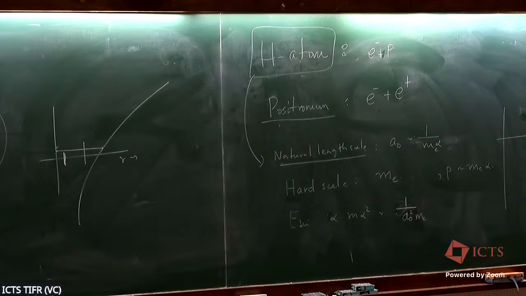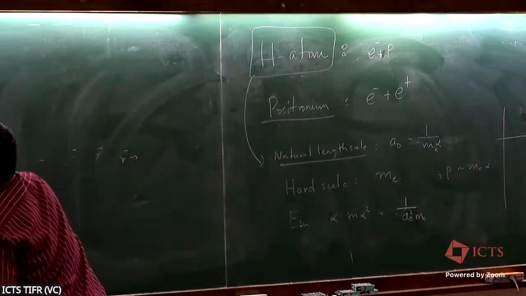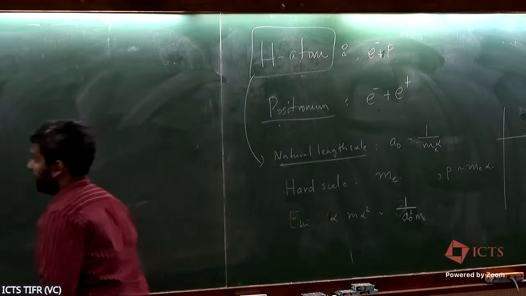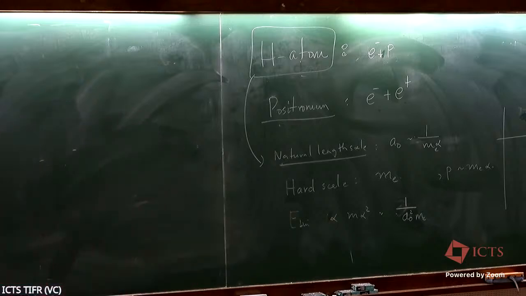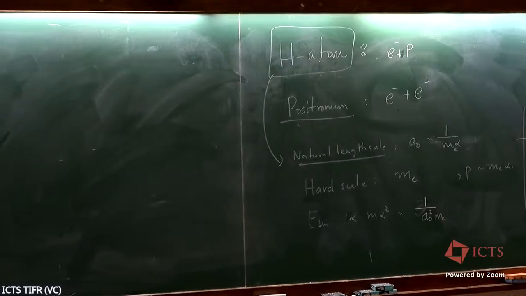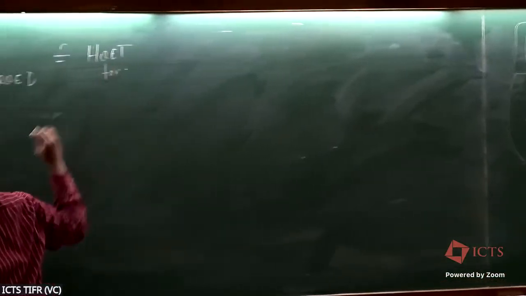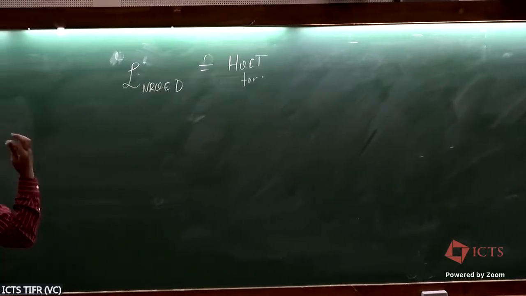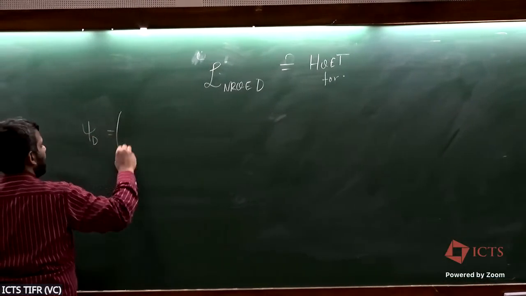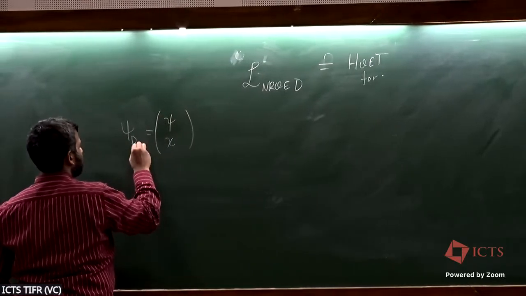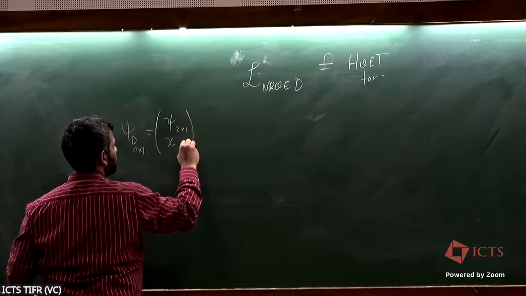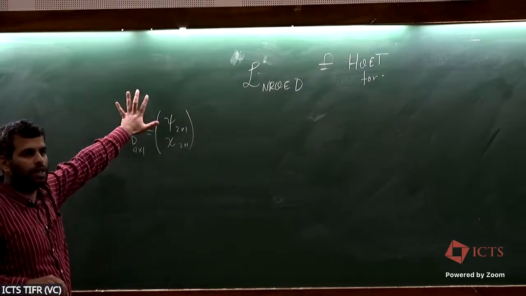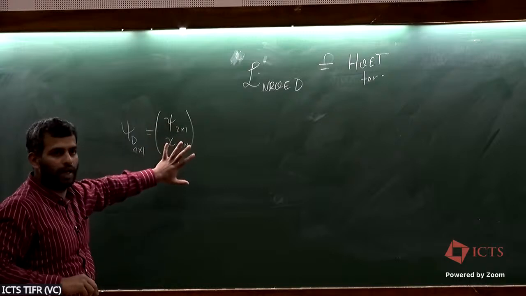The term in this NRQED Lagrangian is HQET. So let me define two component Dirac spinors. Again, you can recall what I told yesterday. So psi d is my psi chi. This is 4 cross 1, this is 2 cross 1, this is 2 cross 1. You recall yesterday that I mentioned particle, antiparticle.